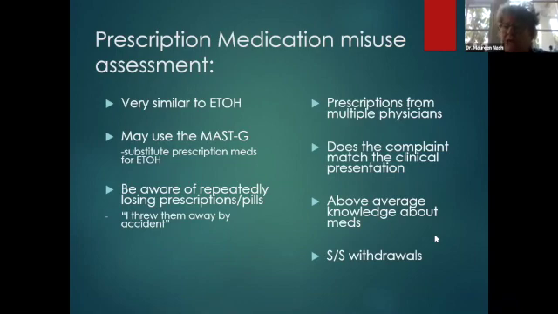You always want to look, is what people are, their chief complaint or what they're coming to you, does it match their clinical presentation? Are they complaining about terrible pain and yet there's no clear evidence of pain? That's a little tricky because chronic pain does present differently than acute pain, but you still want to look and really try and match that up. One of the key things is looking at above average knowledge about medications is often a little bit of a warning sign.